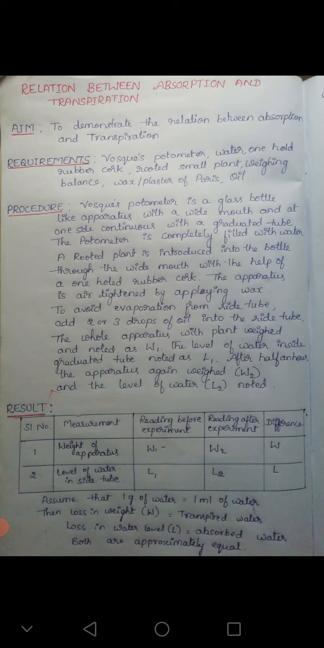Here assume that 1 gram of water is equal to 1 ml of water. Then the loss in weight W is equal to the transpired water, and the loss in water level is the absorbed water. Here the loss in weight of the apparatus is taken as transpired water and the loss in water level as absorbed water. Both are approximately equal.